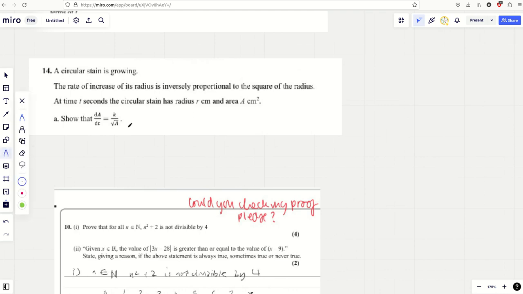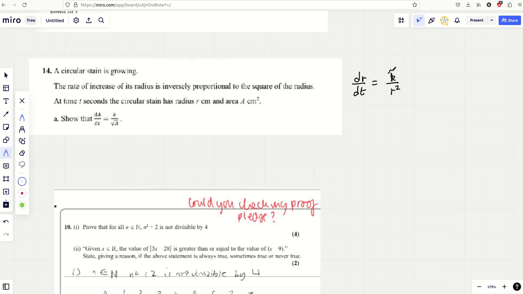Okay. So the rate of increase of its radius is inversely proportional to the square of its radius. So we're going to say the rate of increase of its radius, that's dr by dt. Rate is always d something by dt. So the rate of increase of radius is inversely proportional, that's k over the square of the radius, so that's r squared. And at time t seconds, the circular stain has radius r and area A. And we've got to show that dA by dt is k over root A.